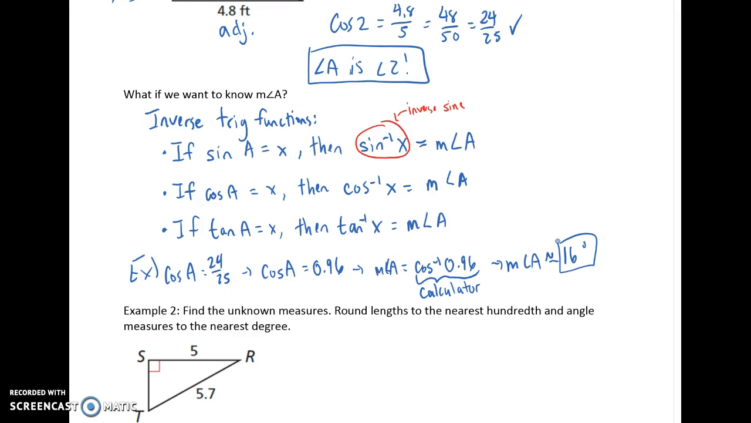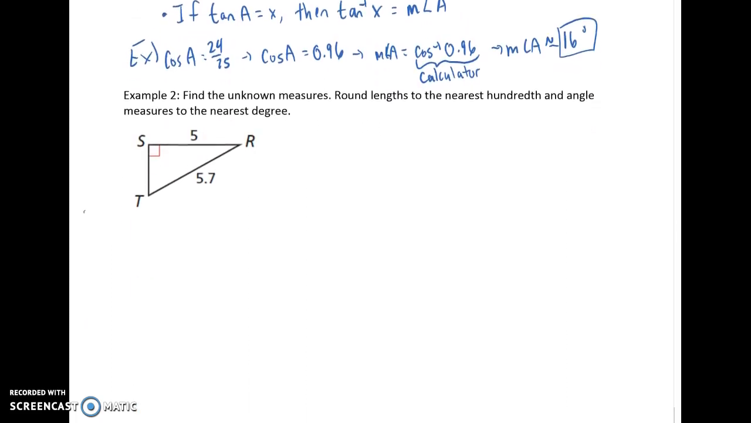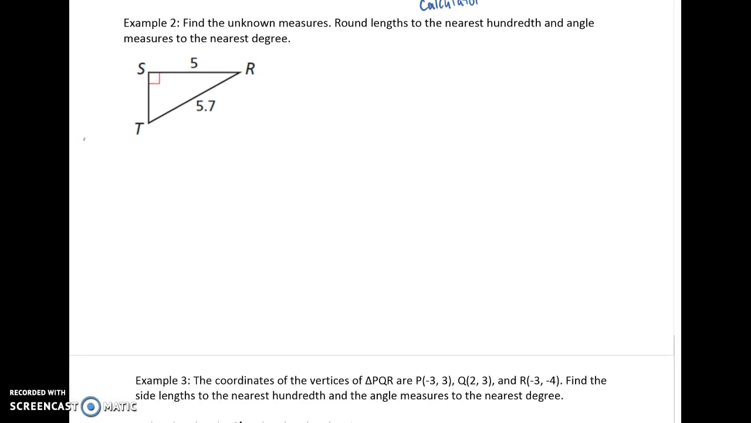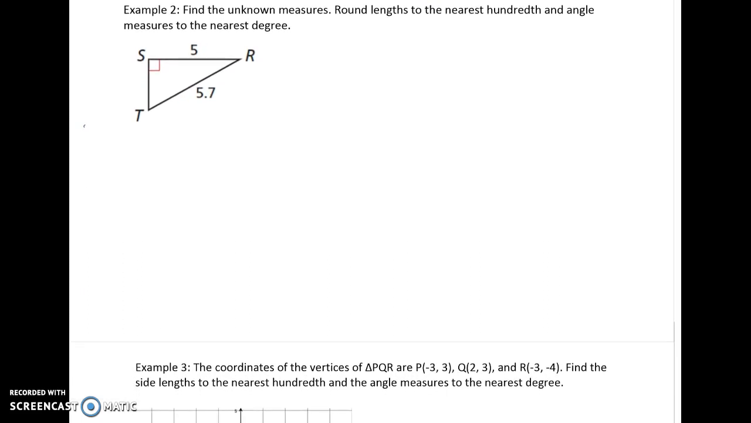All right. Taking a look at example 2, we want to find the unknown measures, round the lengths to the nearest hundredths, and angle measures to the nearest degrees. Here you're going to have to make sure you read the directions carefully. I want everything that's unknown, so all angles and all sides.